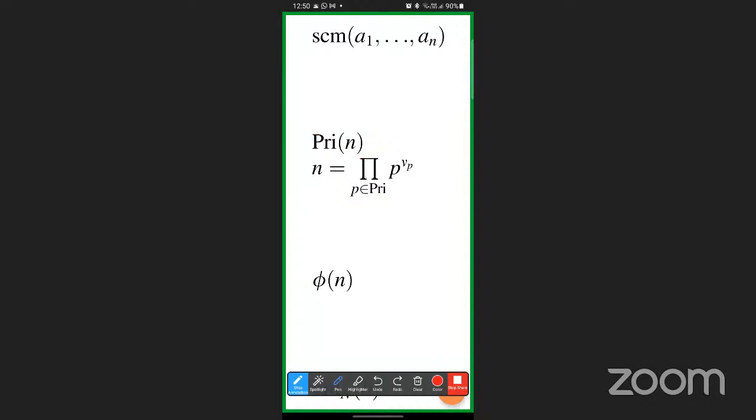Because 20 I can write as 2 square into 5. So this formula applies. Corresponding to 2 square, I will have 2 minus 1 into 2, into 5 minus 1. So in total it will be again 8. So phi of 20 will be 8.